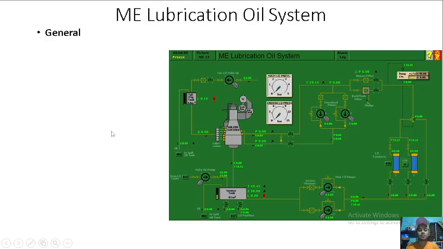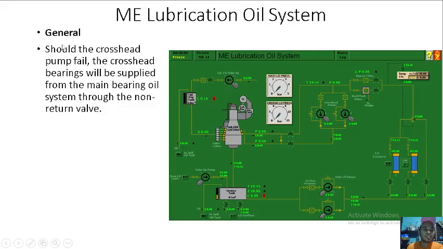Okay, so the main engine lubrication oil system in general, should the crosshead pump fail, the crosshead bearings will be supplied from the main bearing oil system through the non-return valve. For example, this is the non-return valve. The main lube oil is giving supply to the engine and also to the crosshead, but if the crosshead pumps fail, we can close this valve, or this valve will automatically supply pressure into the crosshead.